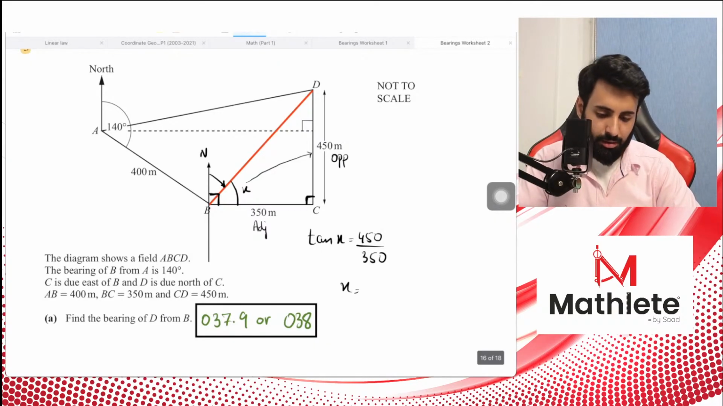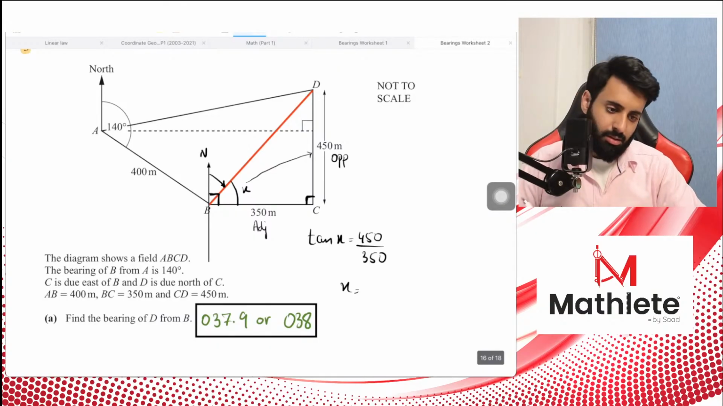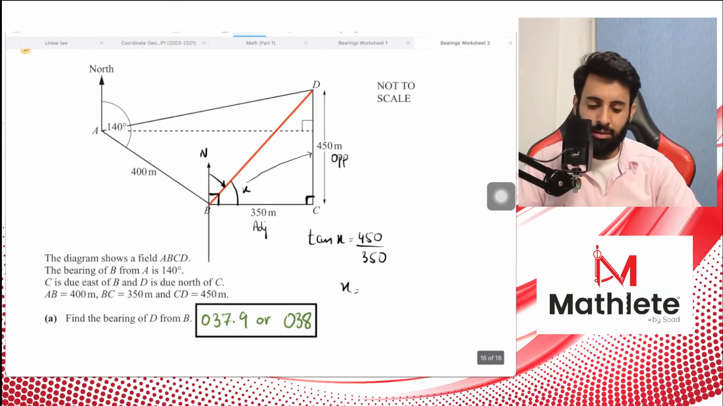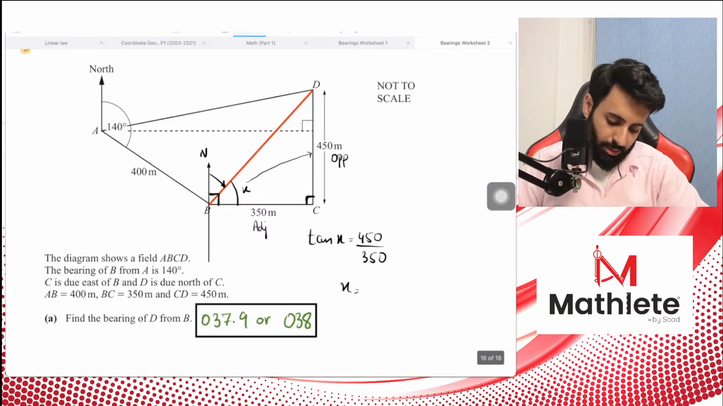So tan inverse of 450 divided by 350 is... Okay, my calculator is in radian mode, so I should warn you guys to make sure to reset your calculator before you start. Regardless of whether you're an advanced student or not, just make sure to reset your calculator. So we have 52.125, so we're going to round it to 52.1 degrees.